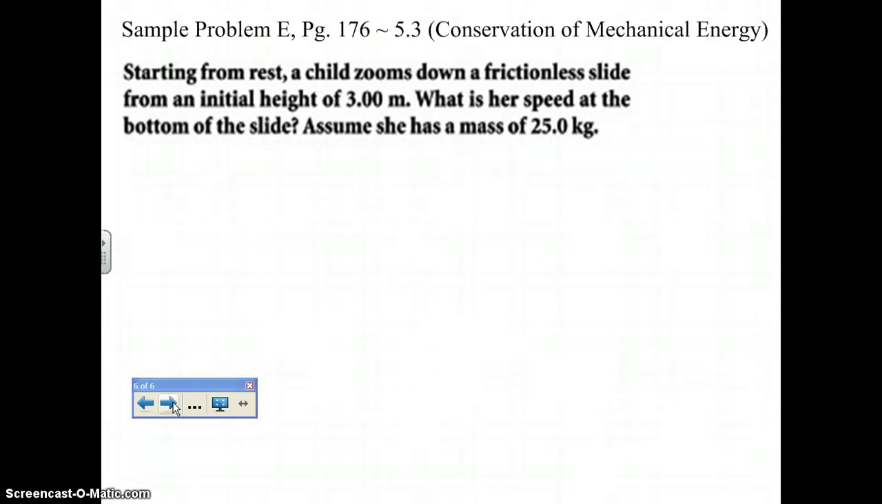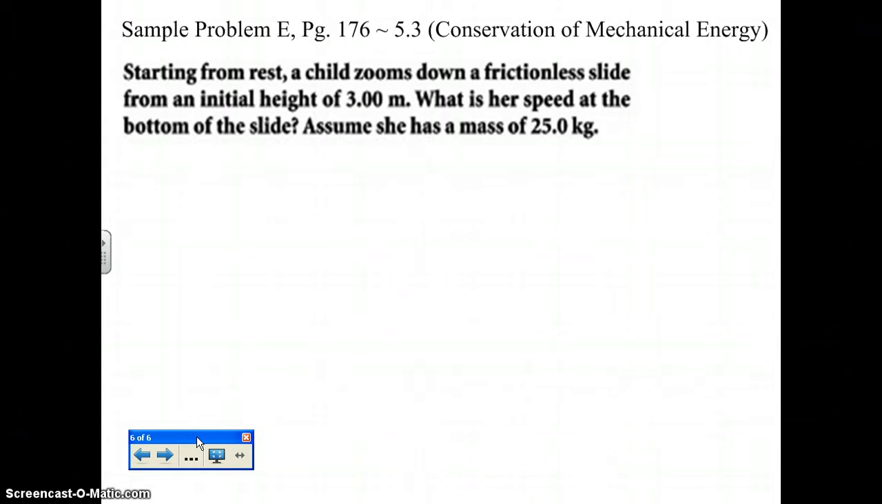So your sample problem here says that starting from rest, a child zooms down a frictionless slide at an initial height of 3.00 meters. So your initial height is 3.00 meters, and she is starting from rest.